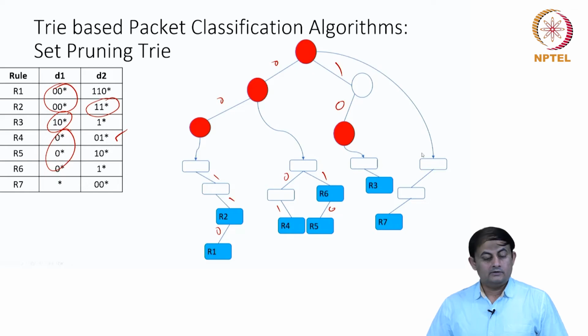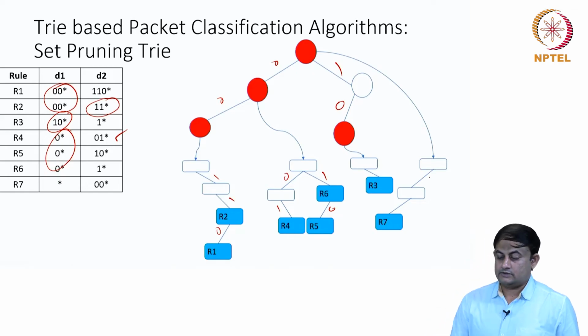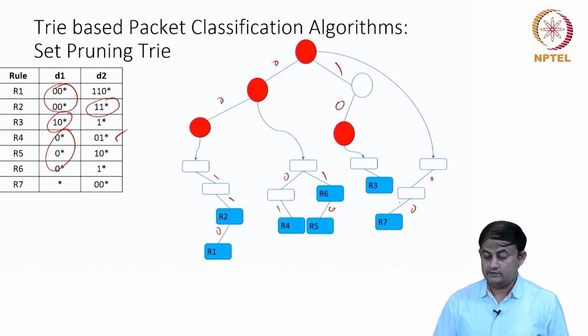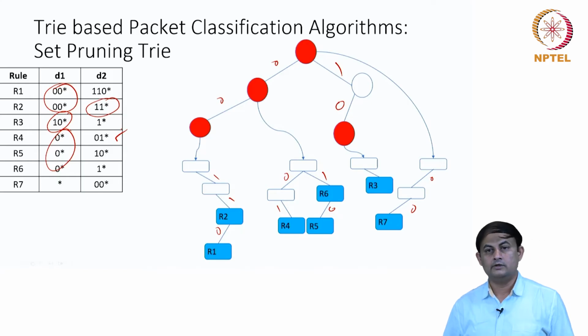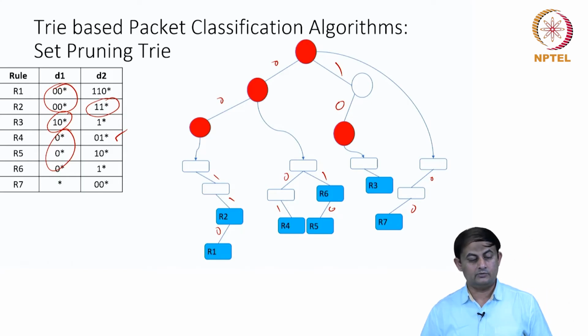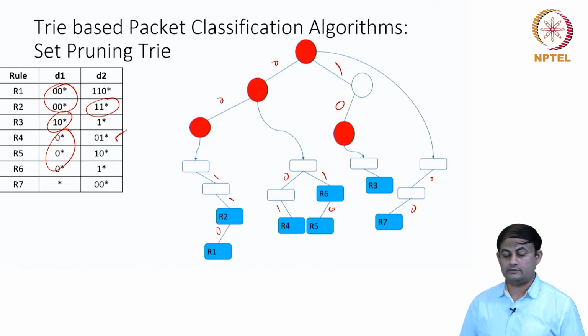And this is the structure for the rule R7, on the 0 followed by 0 at the dimension D2. So all the unique prefixes of level 2, or dimension 2, are also now taken care of. So this is what the trie structure looks like.